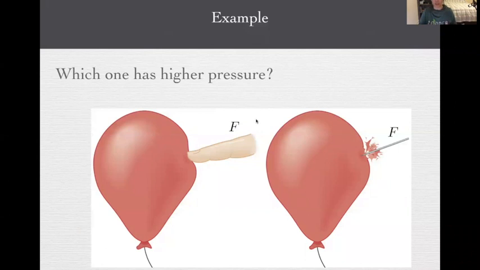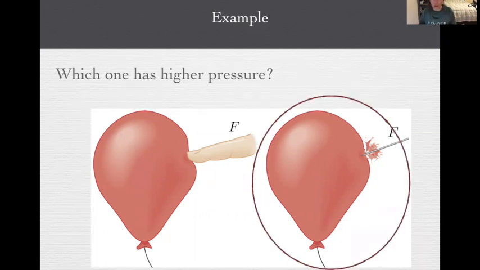So now let me give you an example. Think about this case. If I use a force, like a finger, to poke this balloon, compared to using the same amount of force but a needle to poke the balloon, which balloon is going to pop? Which one has higher pressure? You probably already know the answer. The answer is the right one, because the right one feels a higher pressure, so it will pop first.